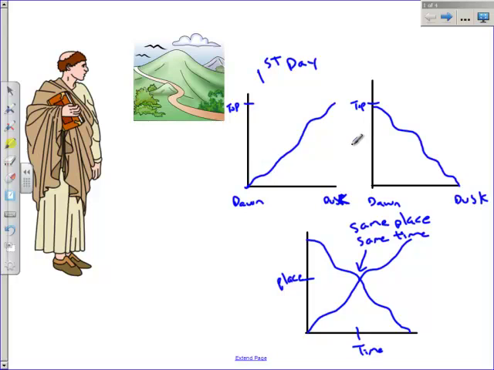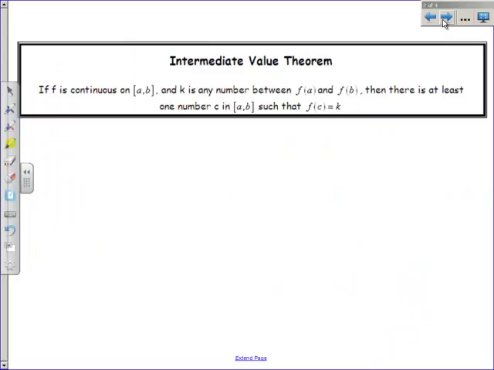And this is guaranteed by something called the intermediate value theorem, which says that if you have a continuous function, there is no way to connect two dots without touching every single y value between those two y values. So let's take a look at the definition first, and then we'll do a couple of examples. So here's what the intermediate value theorem says.